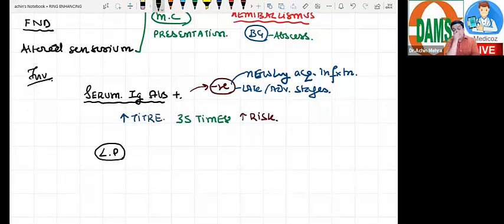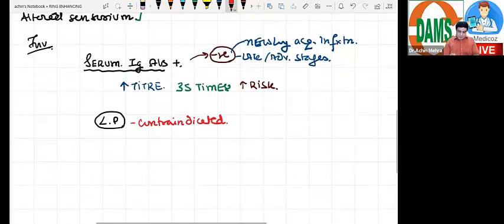Now, should I do a lumbar puncture? Can you tell me about this? Should I do a lumbar puncture for them? Obviously, no. Lumbar puncture is totally contraindicated, because they present as a typical ring enhancing lesion. If you try to do a lumbar puncture in a ring enhancing lesion patient, possibly it will have a coning effect on the brainstem. So LP is simply contraindicated in this group of people.